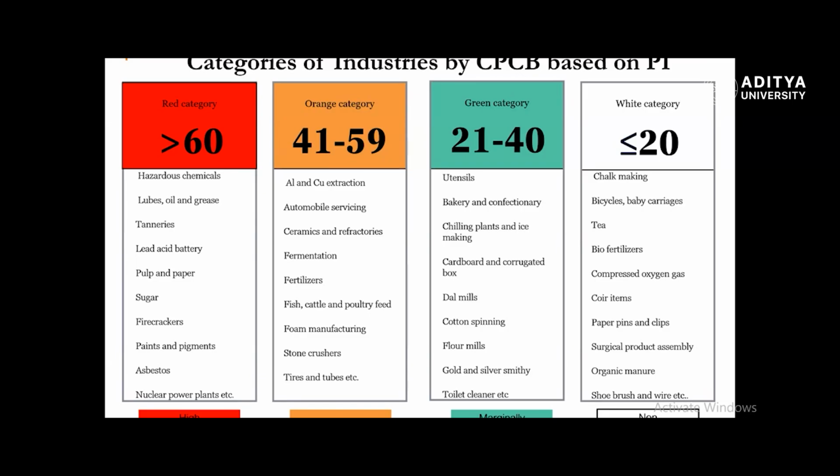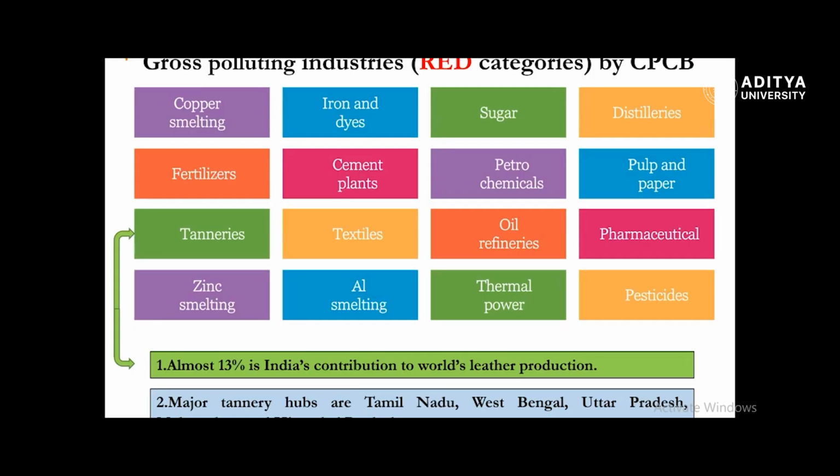That means most of their discharges do not require much treatment, or might require only very basic treatment. And there are some white category industries like paper and pulp, organic manure, organic fertilizers, or tea industries. Generally these kinds of industries do not discharge much wastewater that requires any treatment. So the problem is with the red category industries. These are a few of the highly polluting red category industries listed by the Central Pollution Control Board.